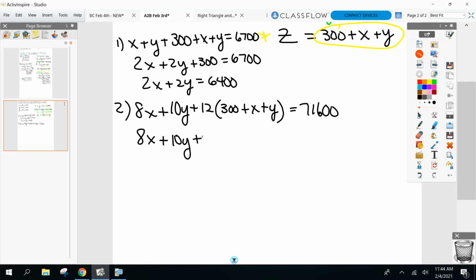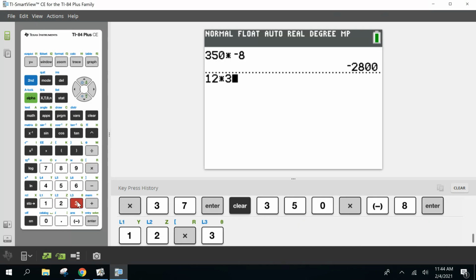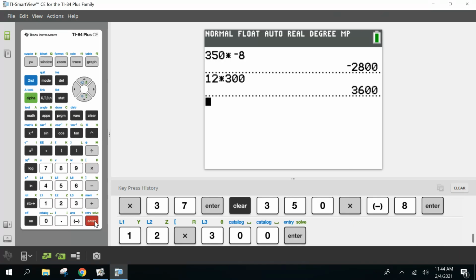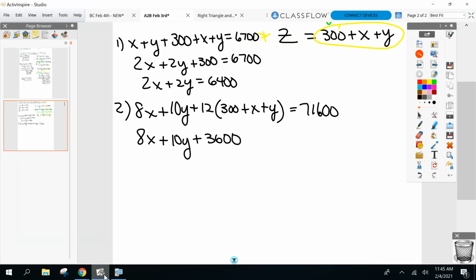Oh boy, 12 times 300? 3,600? Yeah, 3,600. I better check myself. Plus 12x plus 12y equals 71,600. Okay, clean up, combine like terms, move everything over if you have to.